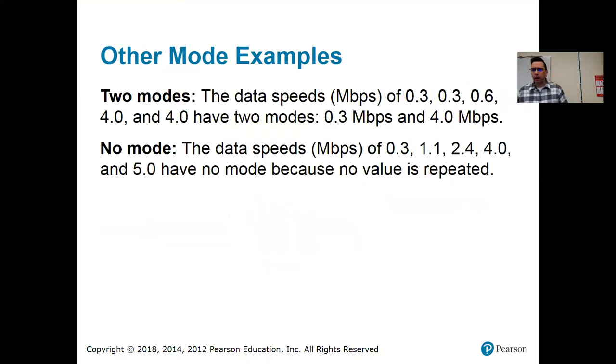All right. Here are a couple of other examples of mode. This data set, 0.3, 0.3, 0.6, 4.0, 4.0 has 2 modes, 0.3 and 4.0. And this set, 0.3, 1.1, 2.4, 4.0, and 5.0, has no mode because none of the values are repeated.